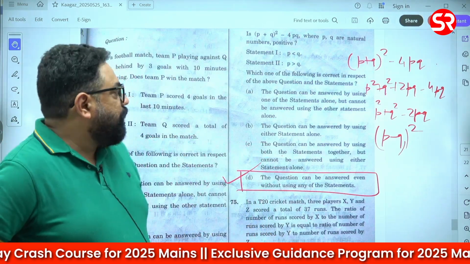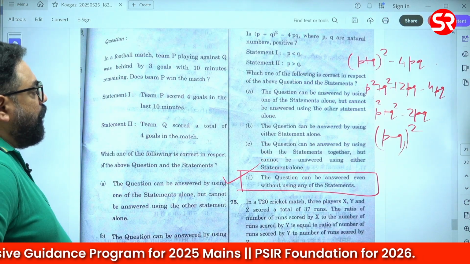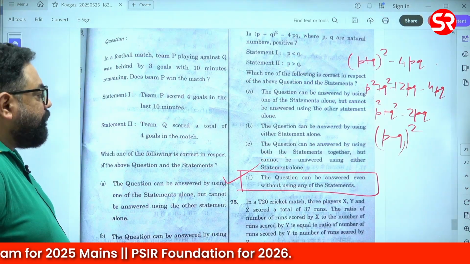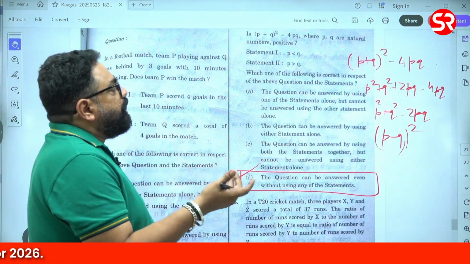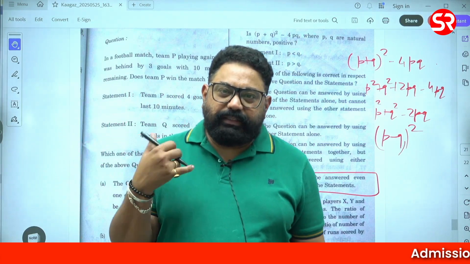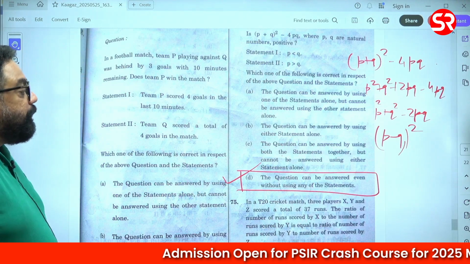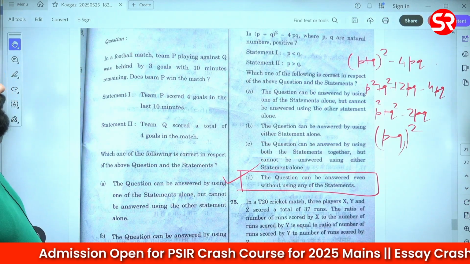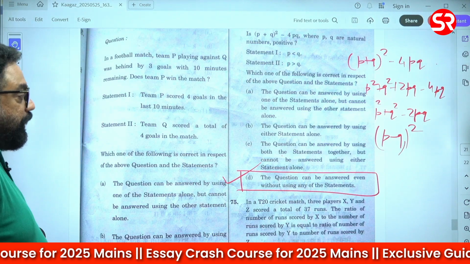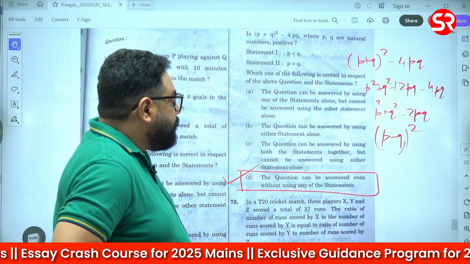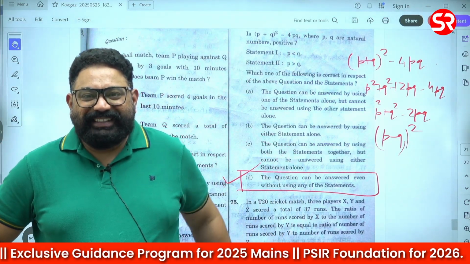But then a lot of students said, sir, what about when p is equal to q? In that case, it is not positive, it can be 0 if p is equal to q, which means the question is whether p is greater than q. The question can be answered by using both together, but cannot be answered by either statement alone. What is your idea about it, guys? तुम लोग क्या बोलते हैं?